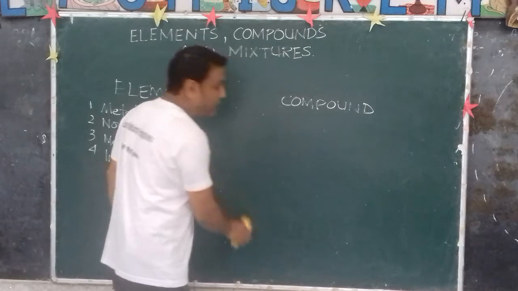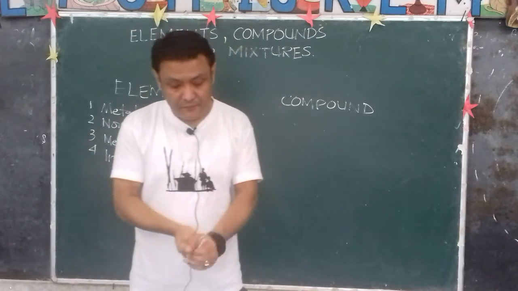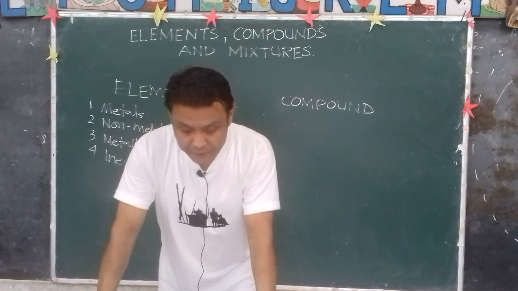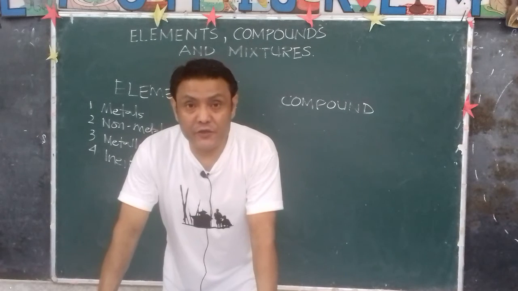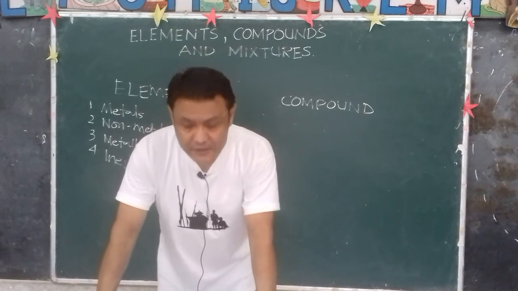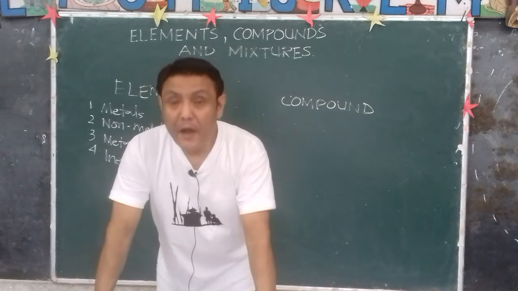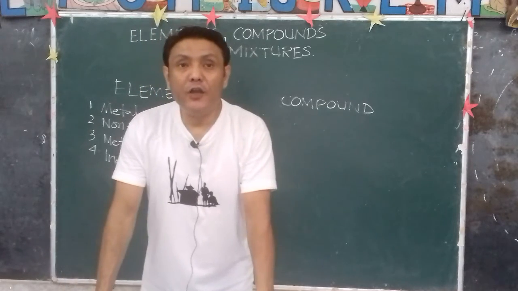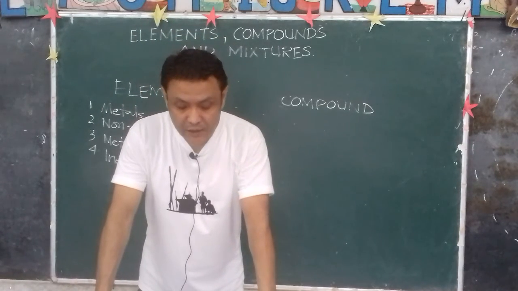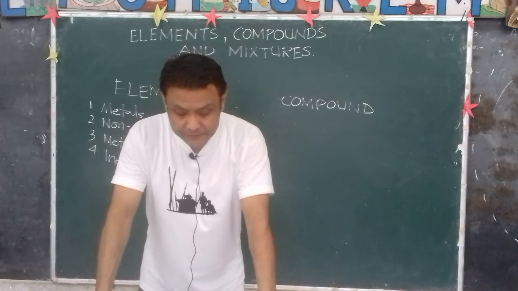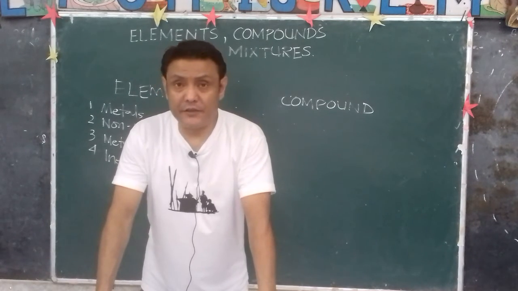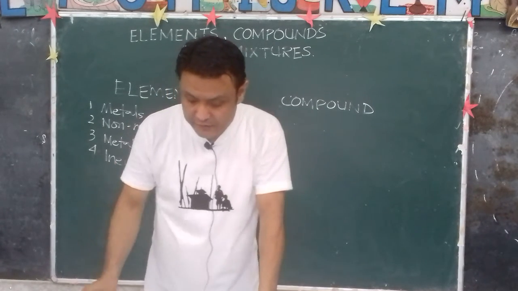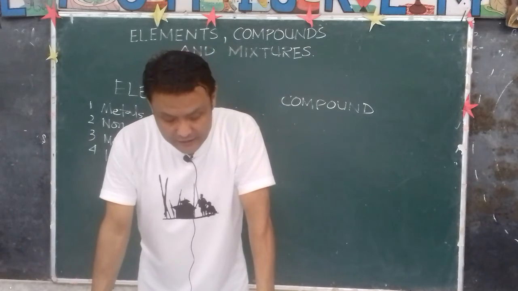Now, when we talk about mixtures, we want to know what types of mixtures there are. There are 2 types of mixtures. One is the homogeneous mixture and the other is the heterogeneous mixture. Homo means same. So a mixture in which the constituents are uniformly mixed throughout is called a homogeneous mixture, whereas a mixture is said to be heterogeneous if the constituents are not uniformly mixed throughout.